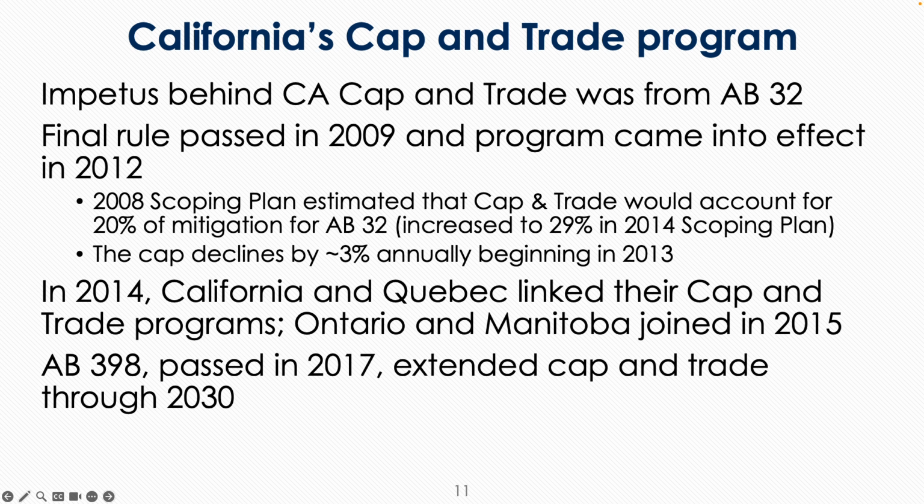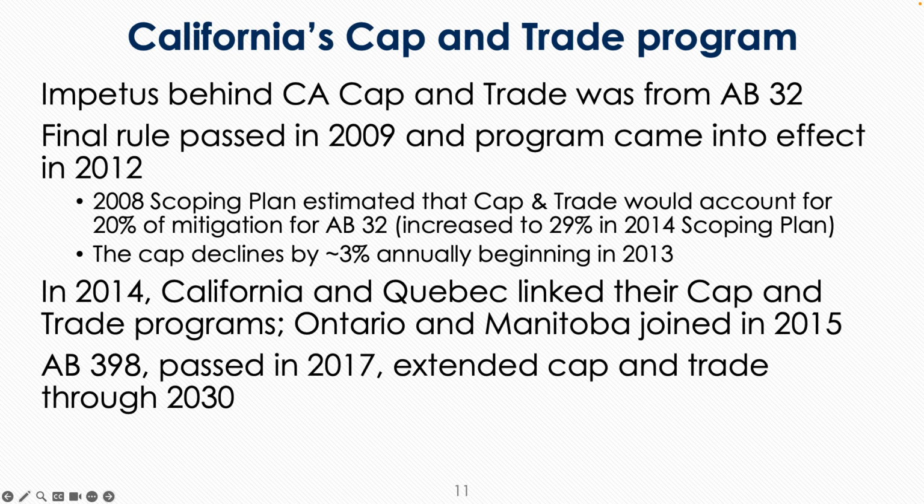So, California's cap and trade program. The original impetus behind this was AB 32, right? AB 32 being California's kind of landmark first big climate policy push. The rule was passed in 2009 and came into effect in 2012. And then it declines by, again, as I was saying, about 3% annually.